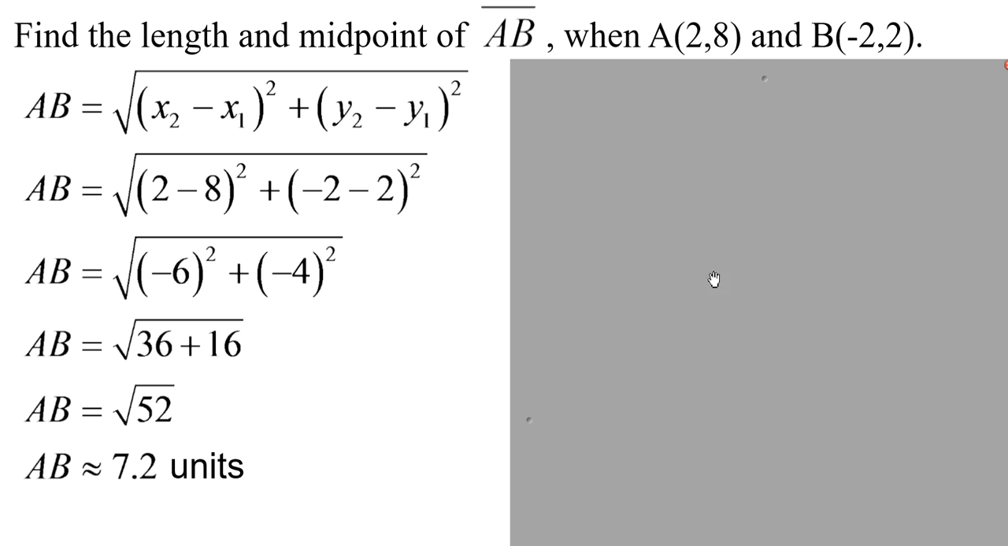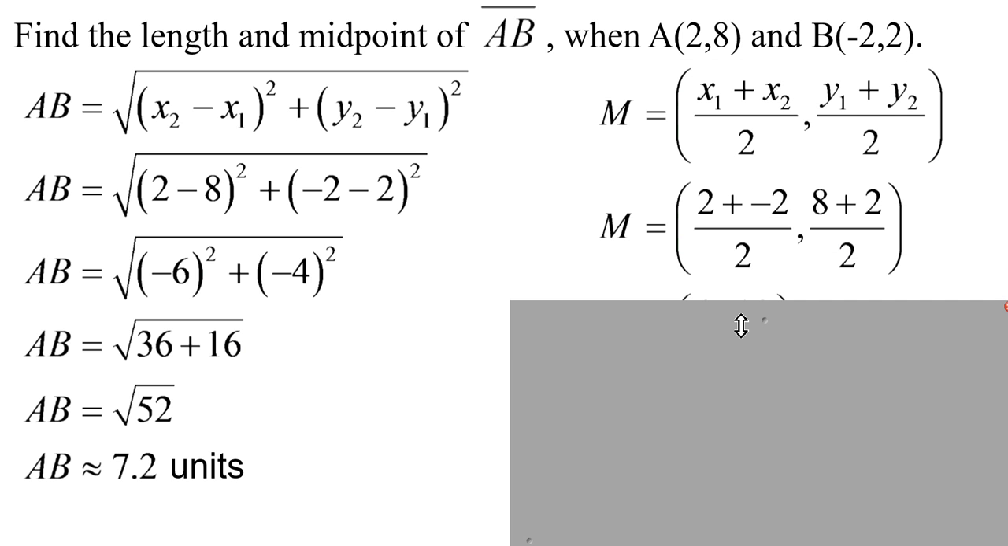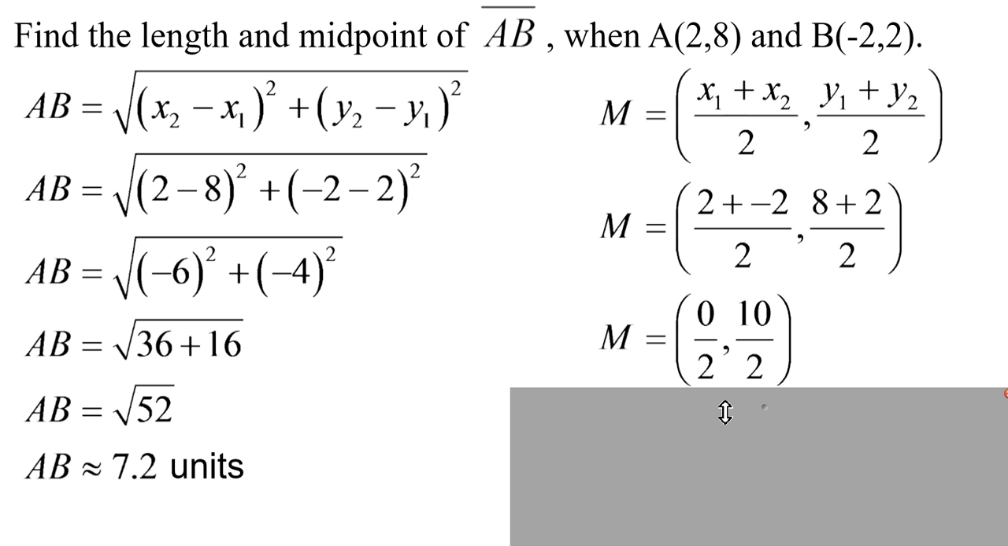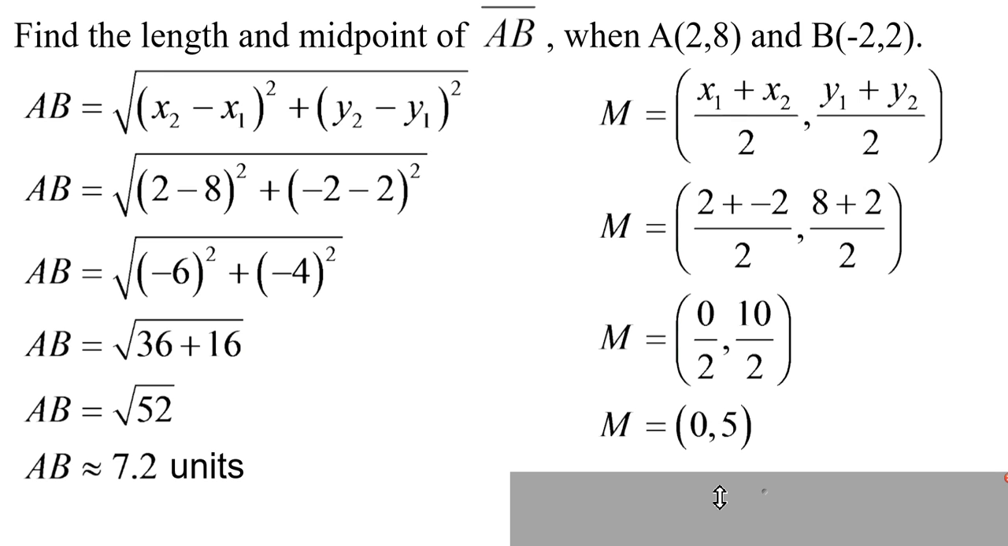For the midpoint, we average the x's and we average the y's. So we have -2 and 2, which is going to be 0. 0 divided by 2 is 0. 8 and 2, that's 10. 10 divided by 2 is 5. Here's our midpoint at 0, 5.